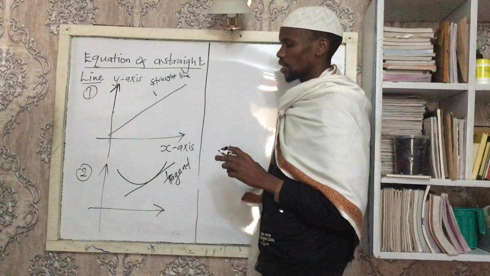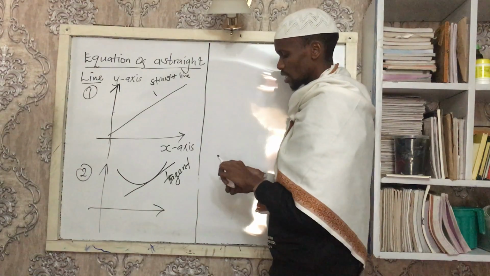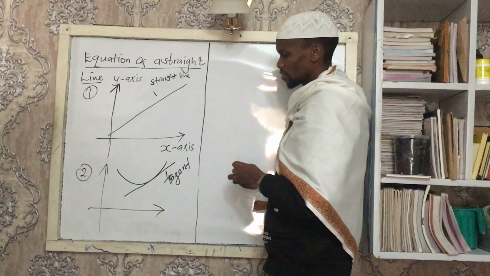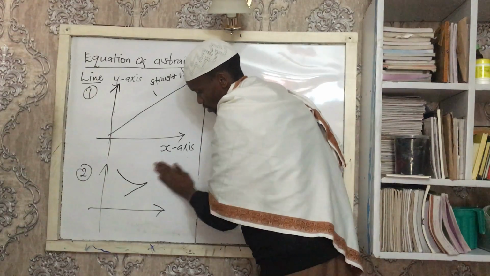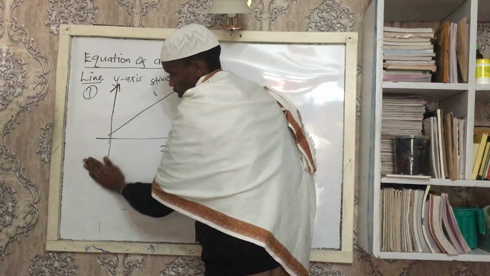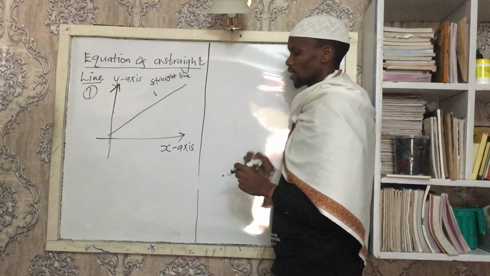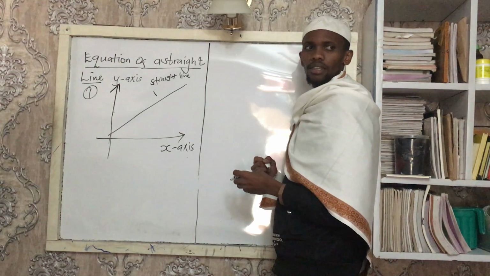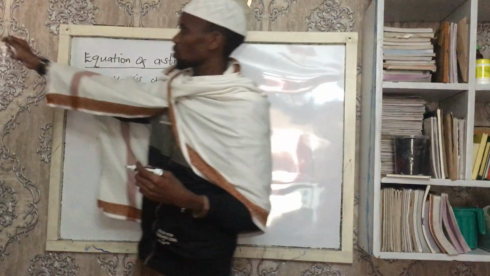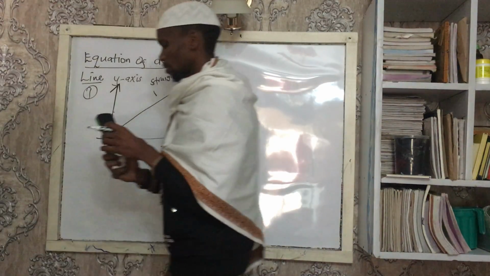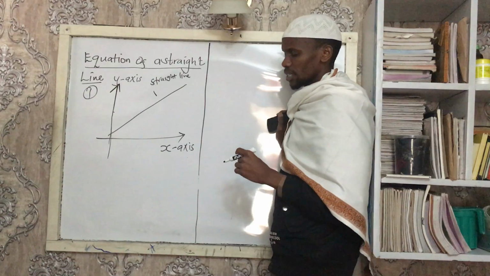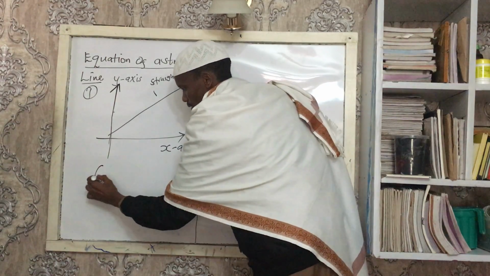But now let's come here. How do we get the equation of a straight line, and the gradient of a straight line? That's where we are going to start. The gradient of a line is what we need to understand before we see how we can find the gradient of a line. So what is gradient?